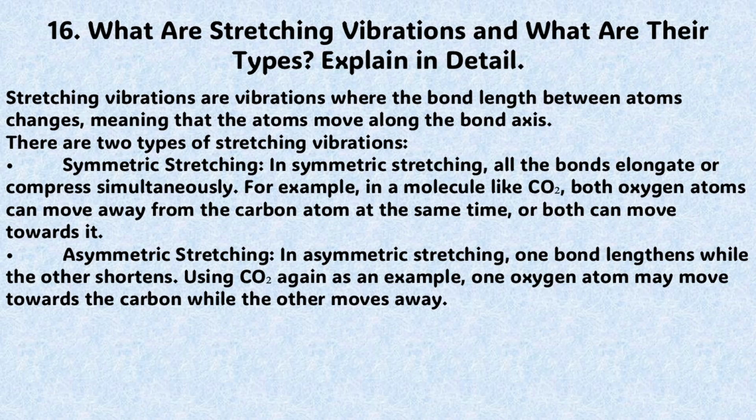What are stretching vibrations and what are their types? Explain in detail. The answer to this question is very simple. Stretching vibrations are vibrations where the bond length between atoms changes, meaning that the atoms move along the bond axis. There are two types of stretching vibrations. Symmetric stretching. In symmetric stretching, all the bonds elongate or compress simultaneously. For example, in a molecule like CO2, both oxygen atoms can move away from the carbon atom at the same time, or both can move towards it.